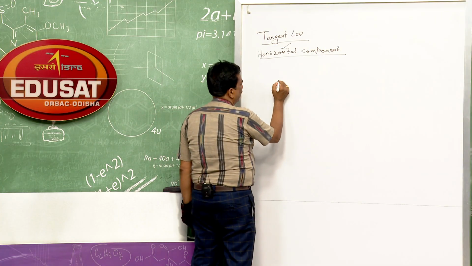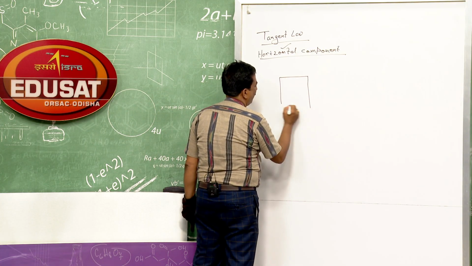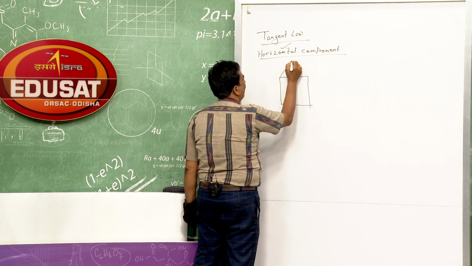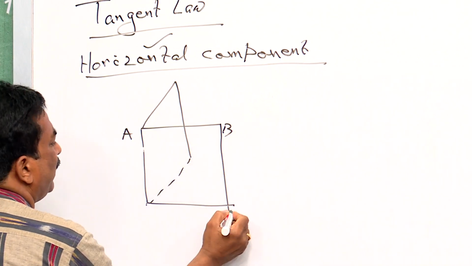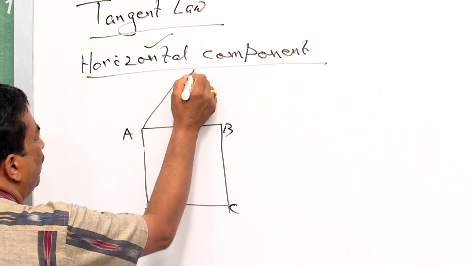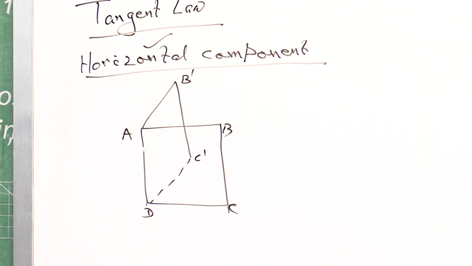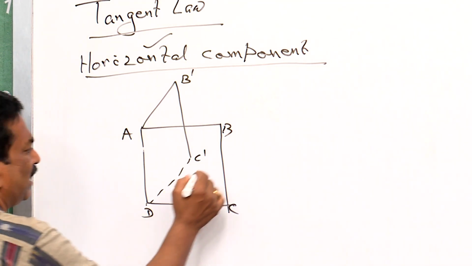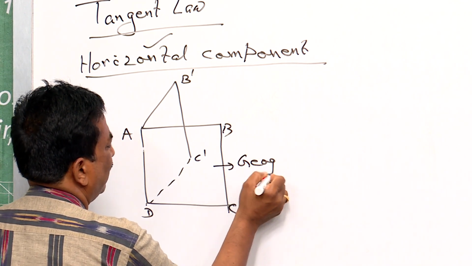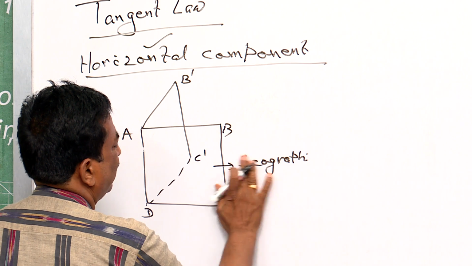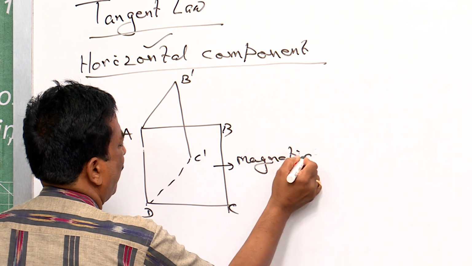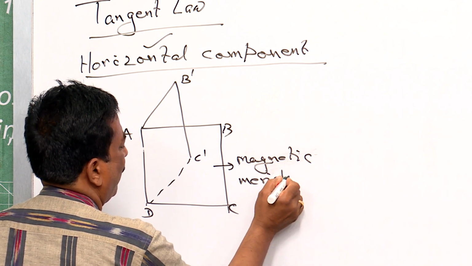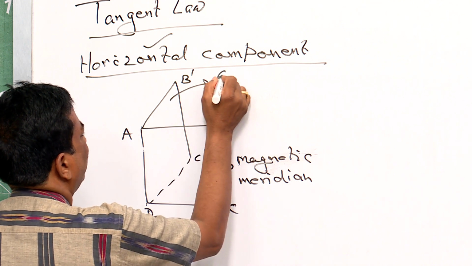So, whenever you take the two, so what are these two? Suppose the names are A, B, C, D, B dash and C dash. What can you guess about A, B, C, D? This is one of the meridians, and that is the geographical meridian. This is the magnetic meridian. And one is the geographical meridian.